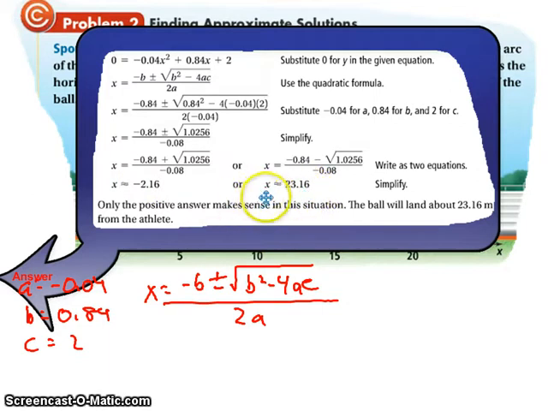Well, it doesn't make sense to have the shot put go backwards. So our answer would be that the ball will land about 23.16 meters from the athlete. Okay, so this is just plug and chug.